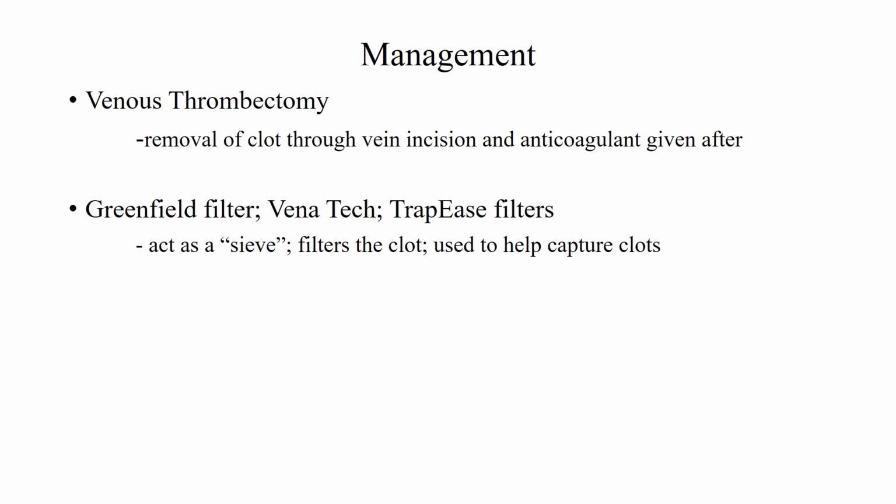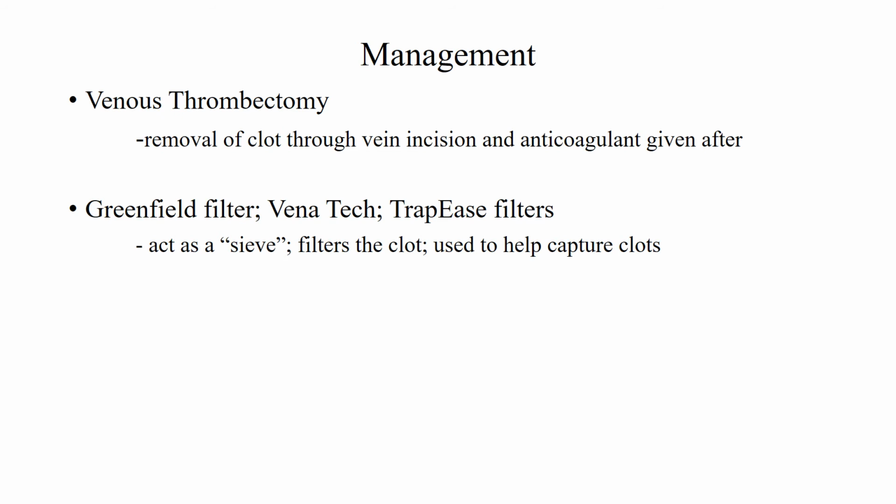Another kind of management for thrombus formation is venous thrombectomy. In this kind of procedure, they perform an incision through the vein itself to physically remove that clot, and then anticoagulants are given later on. Also, the patient may undergo a Greenfield filter insertion or a Venatech or a TrapEase filter. So more commonly here is the Greenfield filter.